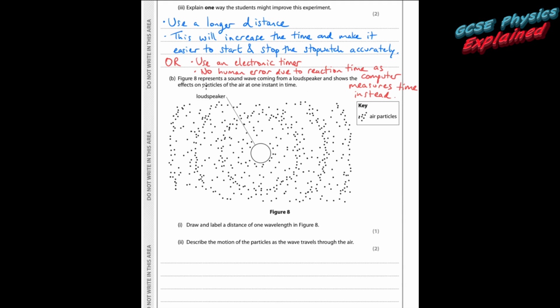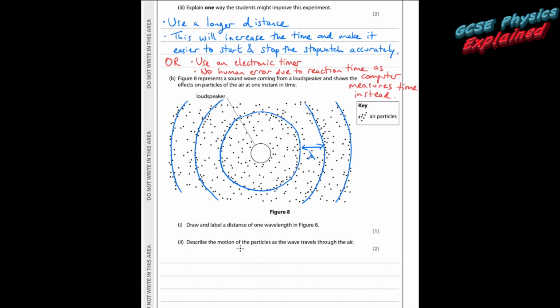Part B. Figure 8 represents a sound wave coming from a loudspeaker and shows the effects on particles of the air at one instant in time. Part 1. Draw and label a distance of one wavelength in figure 8. Right, you can sort of see there's a compression there. And you can sort of see there's another one there. And then there's another one there. And on this side, that's a sort of compression, and that's a compression there. So your wavelength is basically that, from there to there.